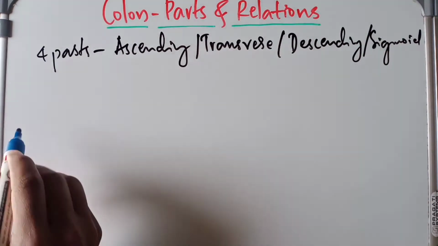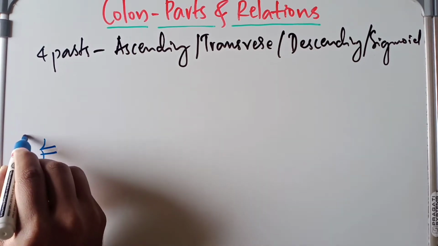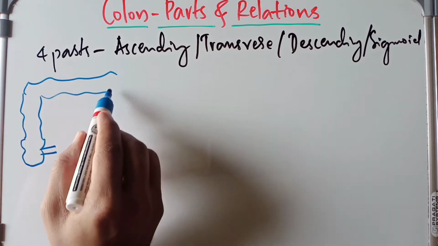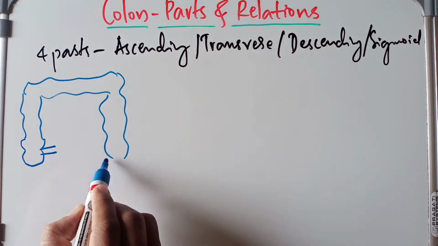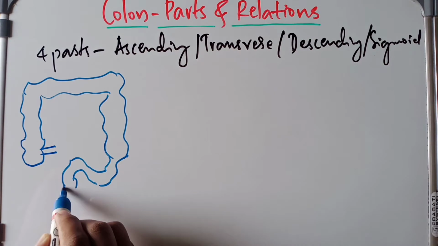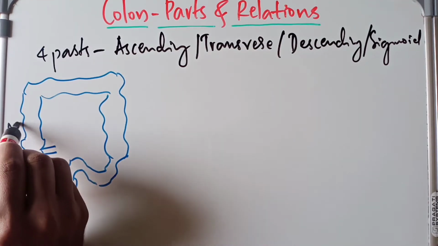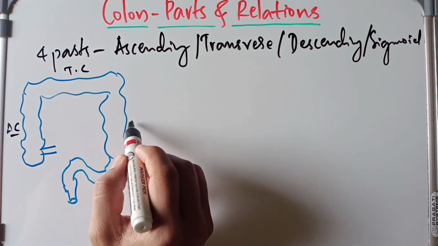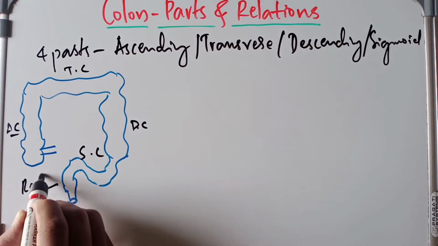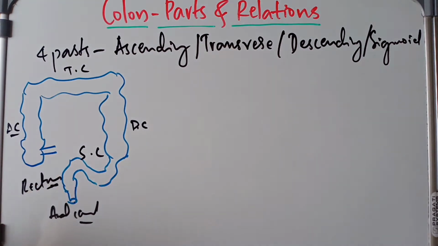So the colon arises from the cecum. This is the cecum, right, where the ileum will join at the ileocecal junction. From there on you have the ascending colon, and this is the transverse colon. Here you have the descending colon, and then it continues as the sigmoid colon, finally ending in the rectum and the anal canal. So this is the ascending colon, transverse colon, descending colon, this is the sigmoid colon, this is the rectum, and finally we have the anal canal. These are the parts of the colon.